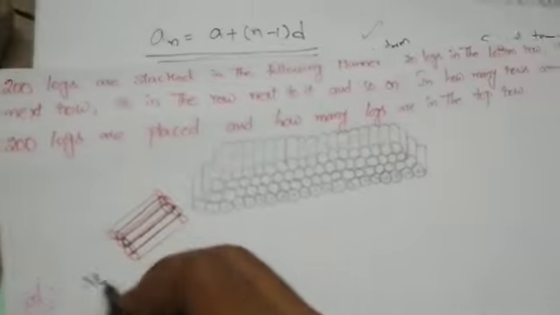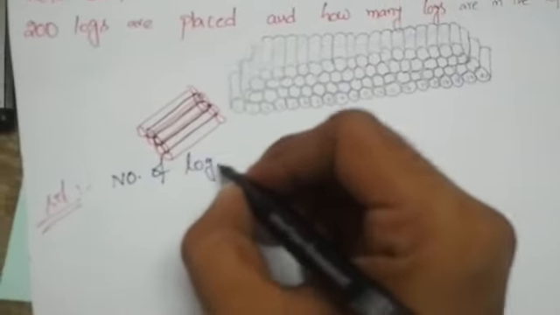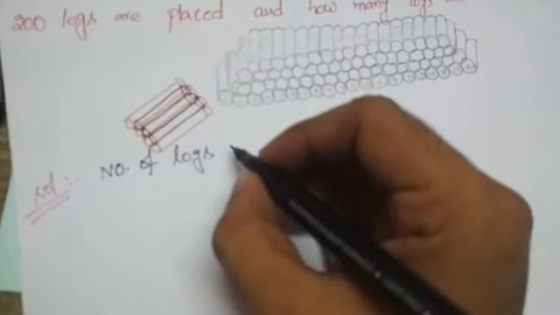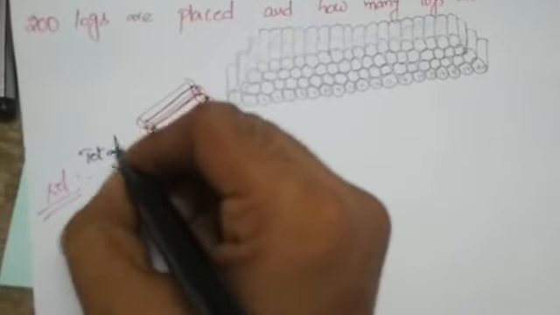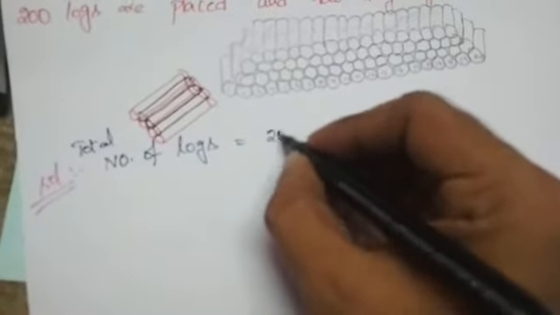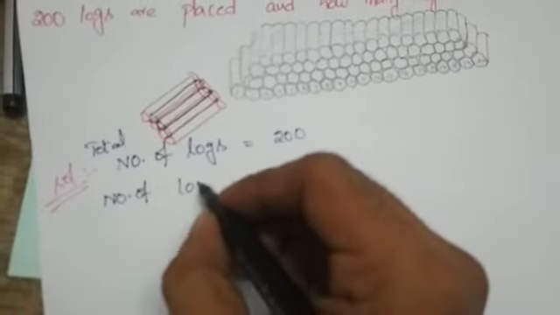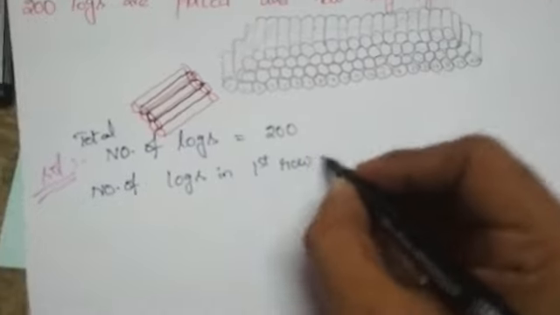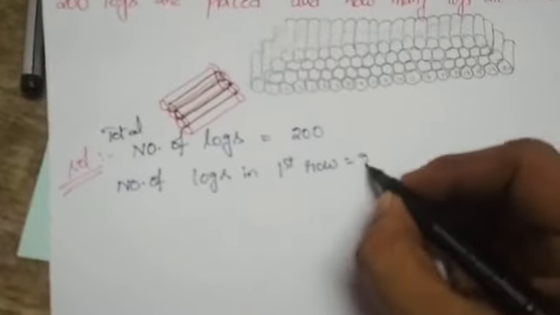So we'll start. Number of logs, or else total number of logs, we will write like this. Total number of logs is equal to the given 200. Number of logs in the first row is equal to, as given, 20 logs in the bottom, so I'll take it as the first row, so 20.